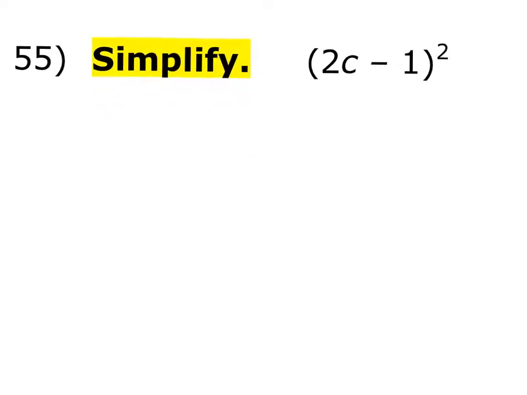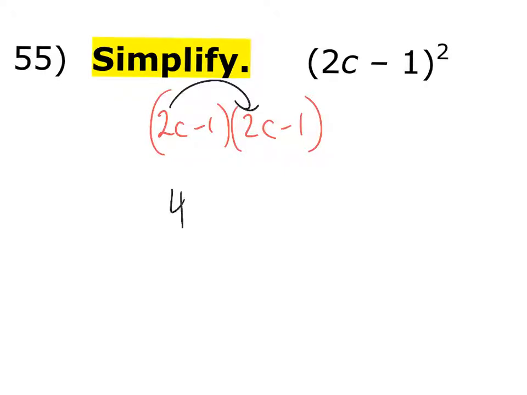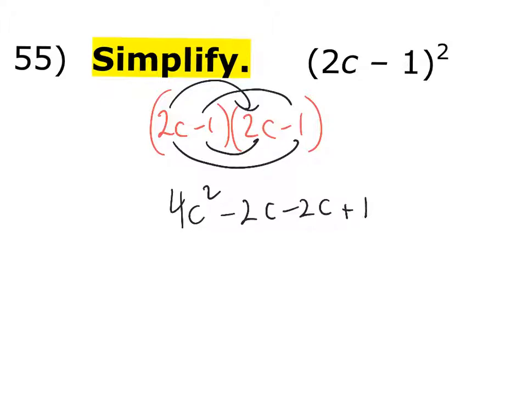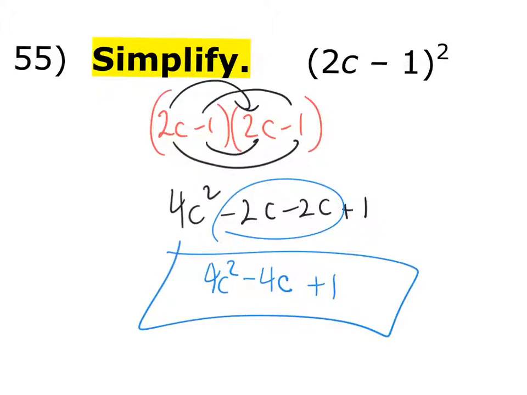2c minus 1 squared is simply 2c minus 1 times 2c minus 1. These are the same sign, so you're going to get a middle term. First times first, outer times outer is minus 2c, inner times inner is also minus 2c, last times last is positive 1. Together, our middle term combines to negative 4c. You rewrite the 4c squared and the plus 1, and that's your final answer.